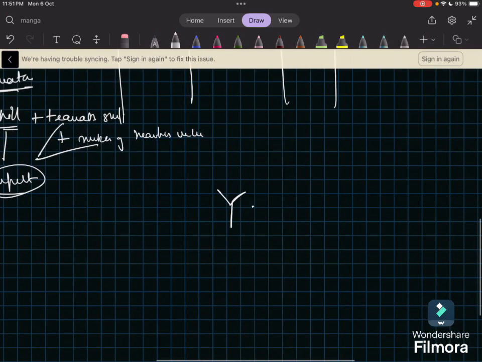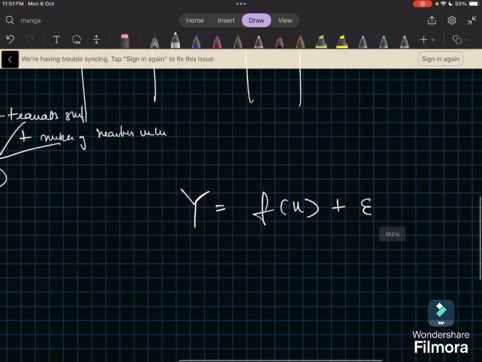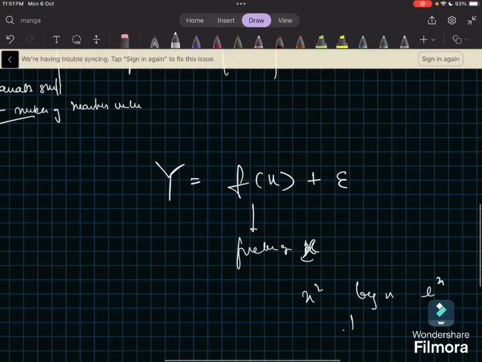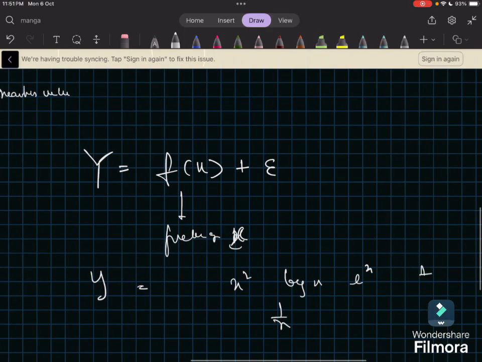We have the equation y equal to f(x) plus e. The e is any constant. f is a function of x which can take up any form: x squared, log x, x to the power x, 1 by x, and that will be equal to y plus c, that is a constant, right?